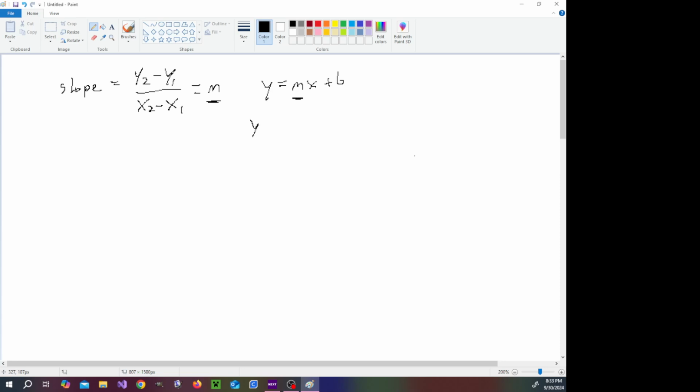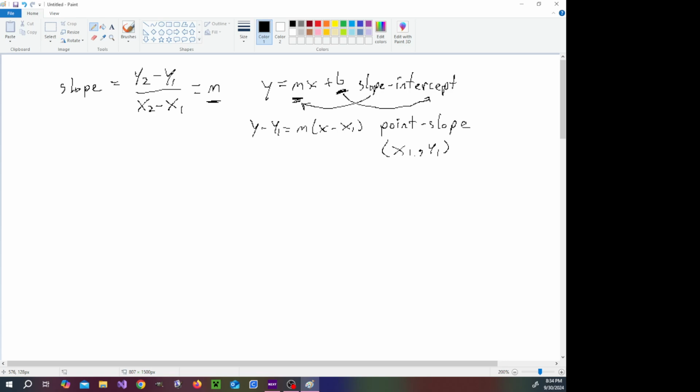Or another form, so again, this is a slope intercept form because we have slope and then we have the intercept, right? The y-intercept. And then we have point slope form, y minus y1 equals m times x minus x1. And this is point slope form of a line where x1, y1 is just some coordinate on that line that we wish to consider.